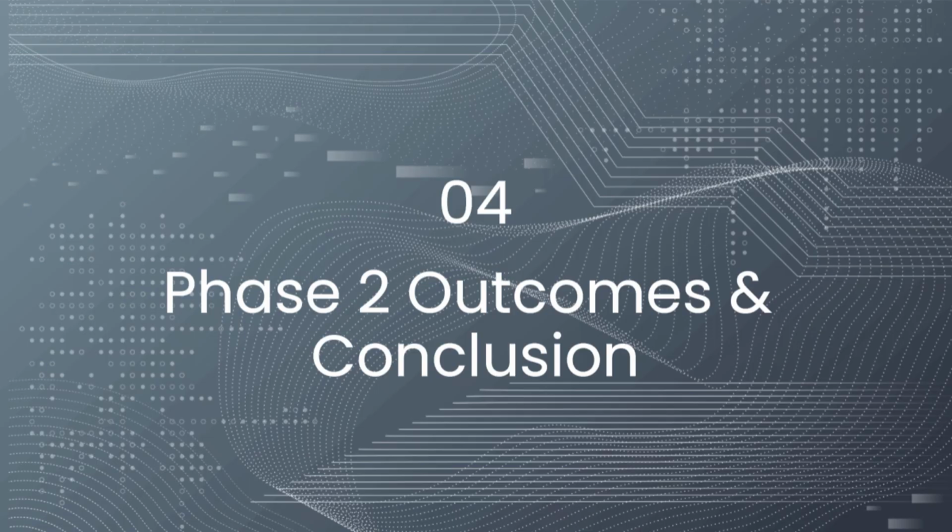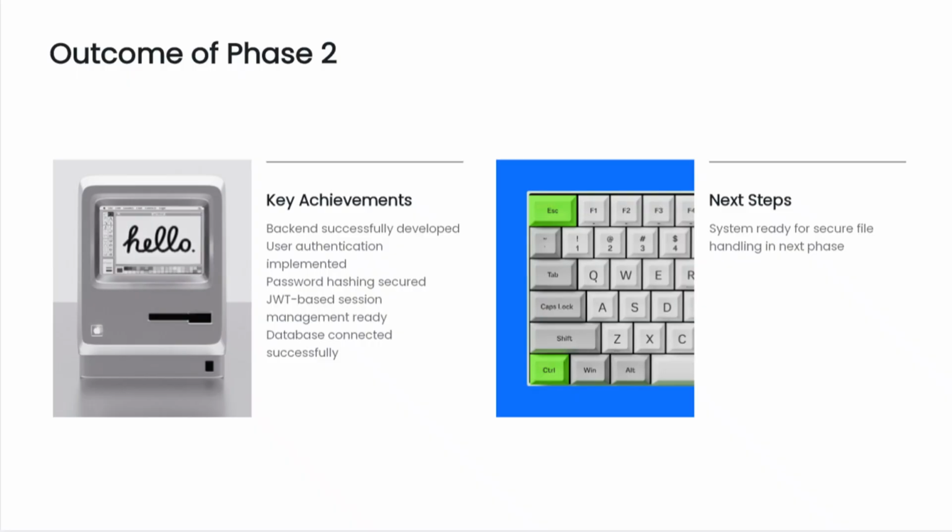Phase 2 outcomes and conclusion. To summarize phase 2, we successfully built a secure backend using Flask and PostgreSQL. Users can now register and log in securely. Passwords are protected through hashing and sessions are managed through JWT tokens. The role structure is in place, ready for the next phase.